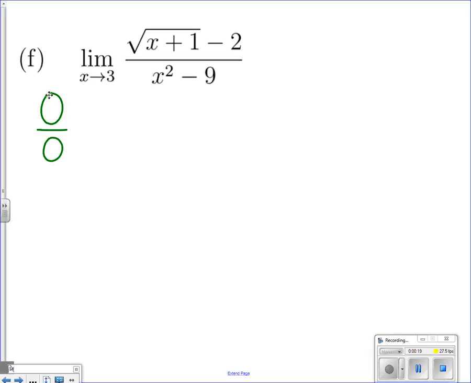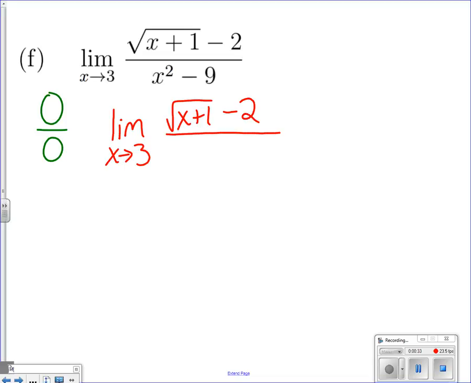We can even try what we've done in the past, which has been factoring. And if you try that, the limit as x goes to 3 of, you can't really factor out this entire top. So you're still left with pretty much the exact same top. The bottom, though, can be factored. That's the difference of two perfect squares. And unfortunately, we can see right away that nothing will cancel.